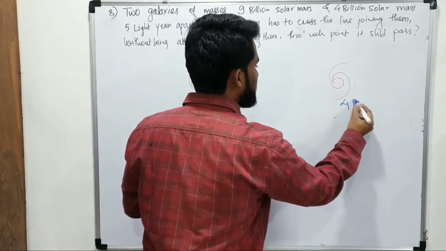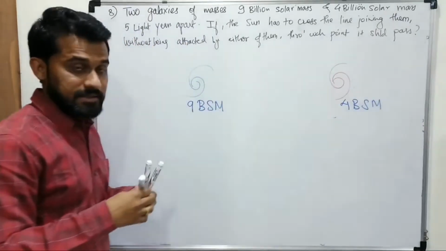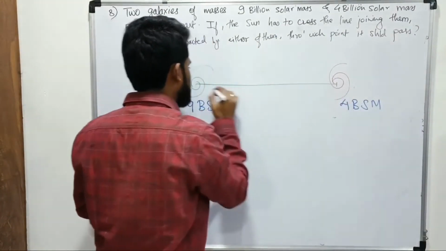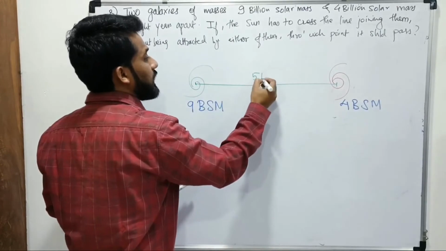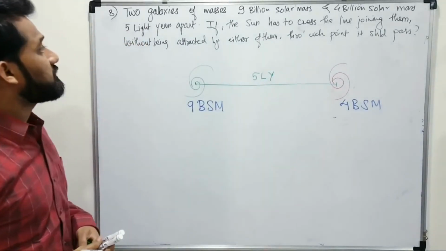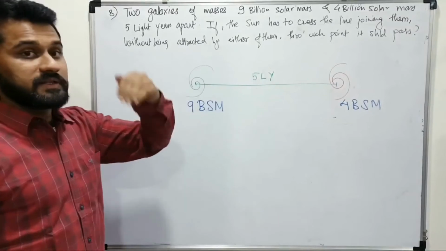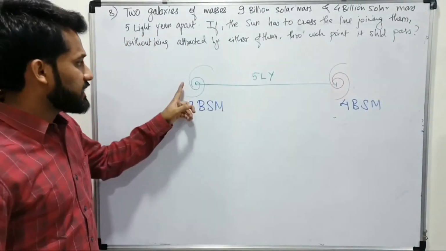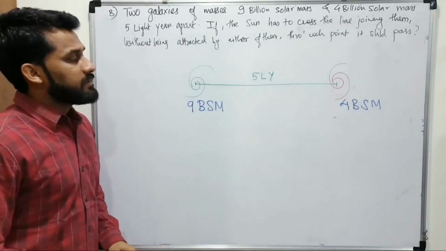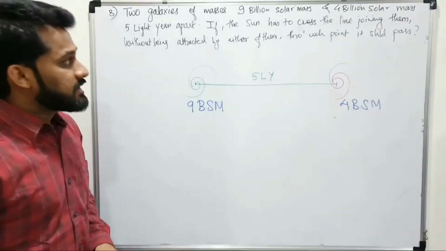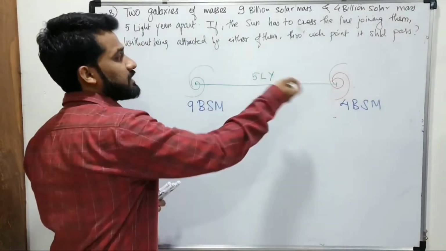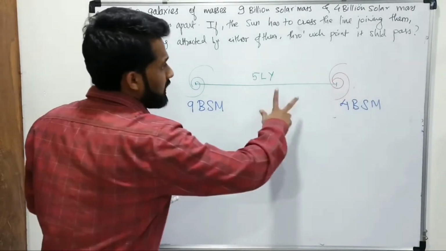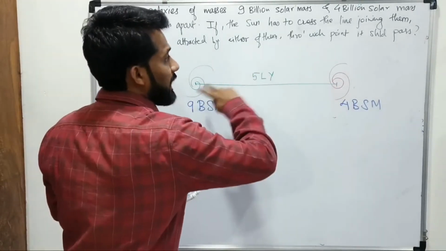And these two galaxies are separated by a very large distance, which is 5 light years. A light year is the distance traveled by light in 1 year. So in 5 years, light will travel a very large distance, and that is 5 light years. Now, the sun, which will be very, very small as compared to these large galaxies, if it has to cross the line, then which point should it pass through so that it won't get attracted by either of them?